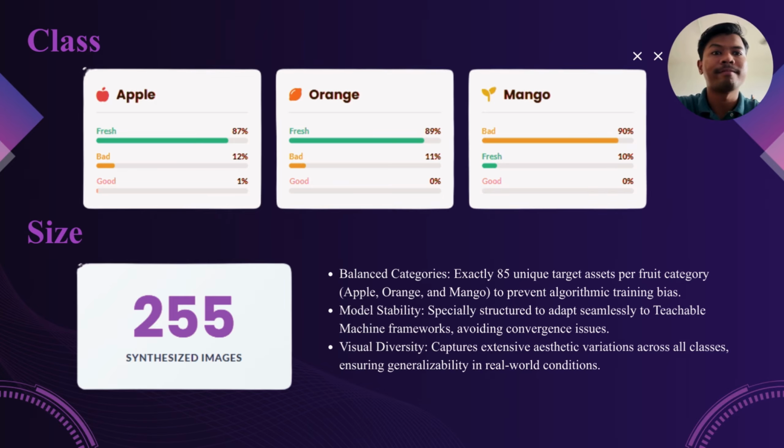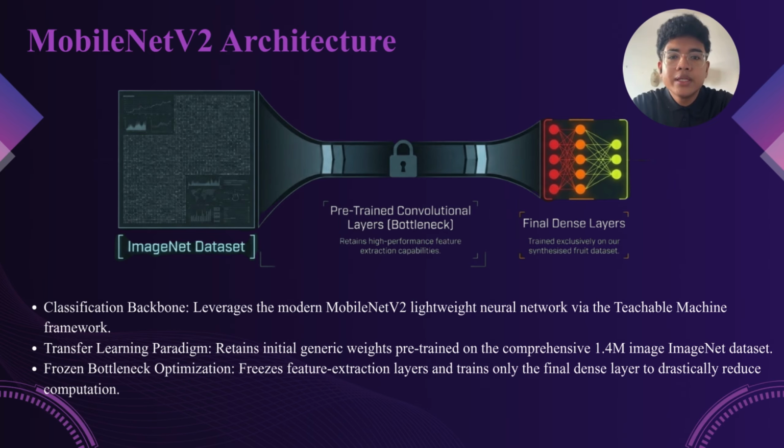So what is MobileNet V2? MobileNet V2 is a lightweight neural network designed to be efficient without sacrificing accuracy. In this diagram, first, the ImageNet dataset. The model didn't start from zero. It was pre-trained on 1.4 million images.